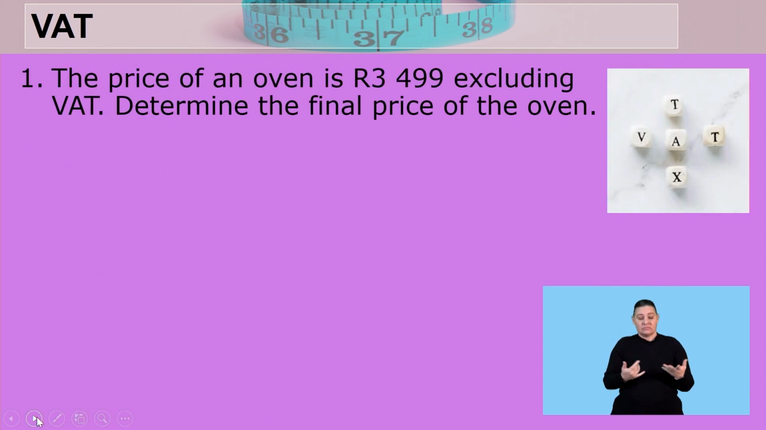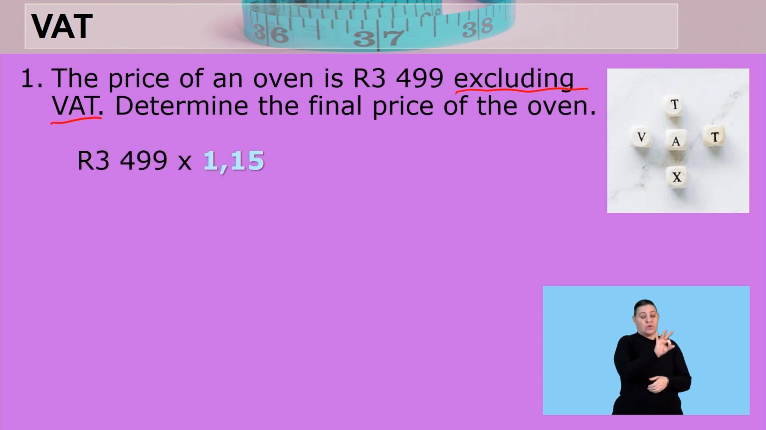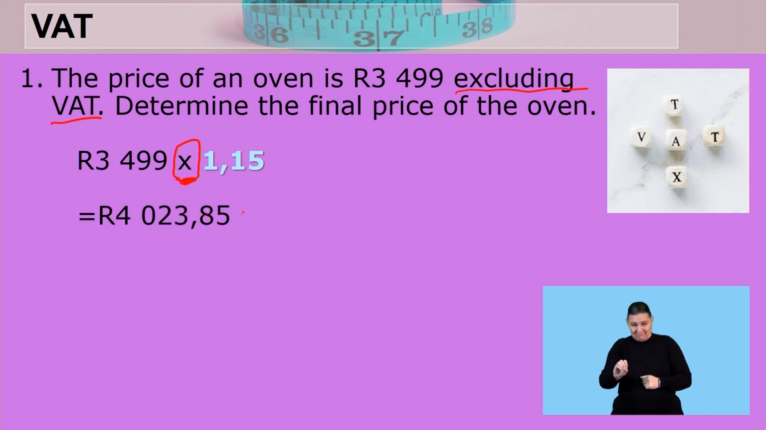The price of an oven is 3,499 Rand, excluding VAT. We've got to take note of this because remember the two ways to determine the final price of the oven, the price that we need to pay for it. So we take the 3,499 and we times by 1,15. That's the calculation we need to follow, and we end up with 4,023 Rand 85 cents. That's the actual price you will pay for this particular oven when you go to the tills.